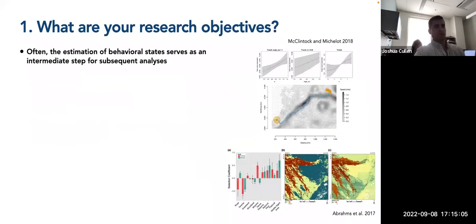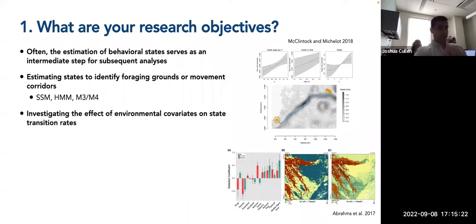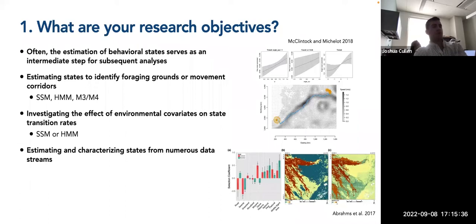So first, for your research objectives, often, again, the behavioral state serves as an intermediate step for subsequent analyses. So maybe identifying foraging grounds or movement corridors. You can use any of the different models I showed if that's your goal there. If you're investigating the effects of environmental covariates on state transitions, maybe state-space models or certain forms of them, or HMM, hidden Markov models, might be more appropriate compared to the non-parametric Bayesian model. And if you're estimating and characterizing states from numerous data streams, the hidden Markov model or the Bayesian models might be more appropriate for that.